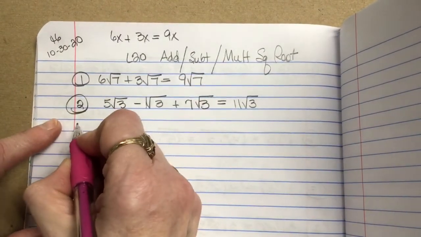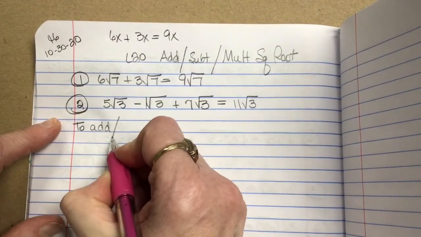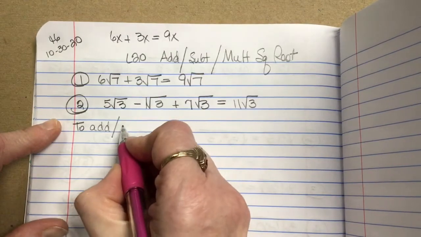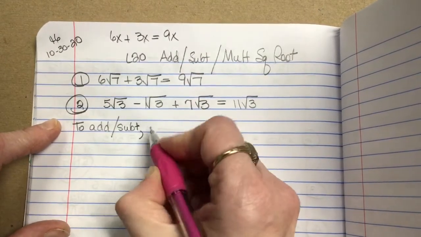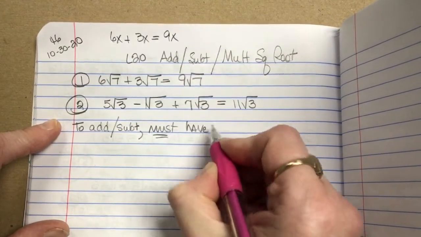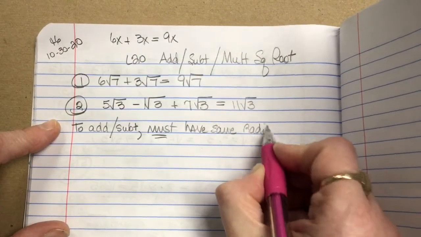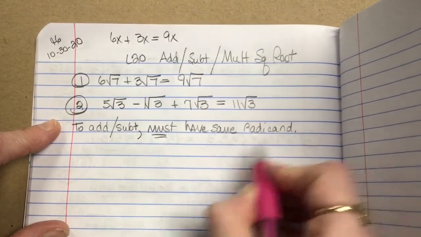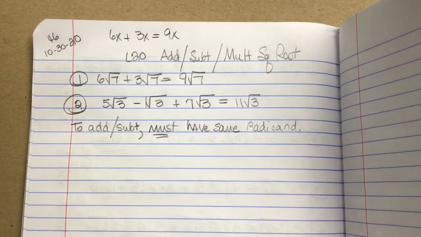Okay, to add or subtract, comma, you must have the same radicand. And remember, that's the number underneath the radical. So just like I can't add 5x and 3y, it's like apples and oranges. You can't add different variables.